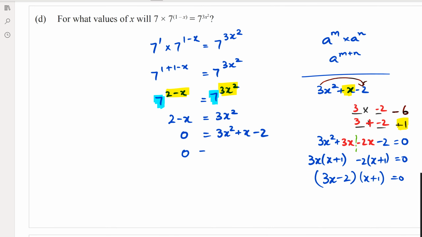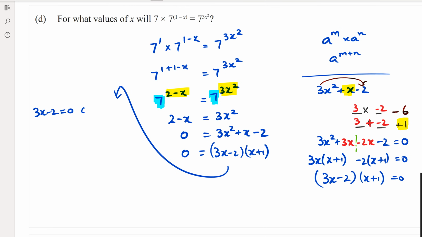So I'm going to go back here. 0 is equal to (3x minus 2)(x plus 1). Now each one of these brackets has to equal 0. So I've got 3x minus 2 equals 0 or x plus 1 equals 0. So 3x is equal to 2 and then x is equal to 2 divided by 3. So that's my first answer. Or my second answer is x equals minus 1.